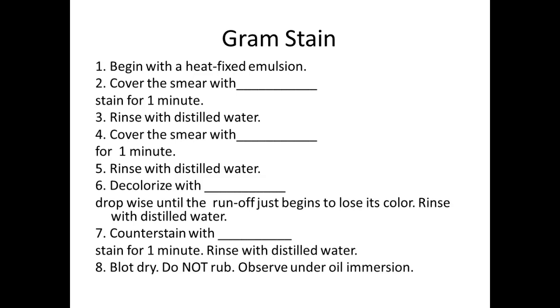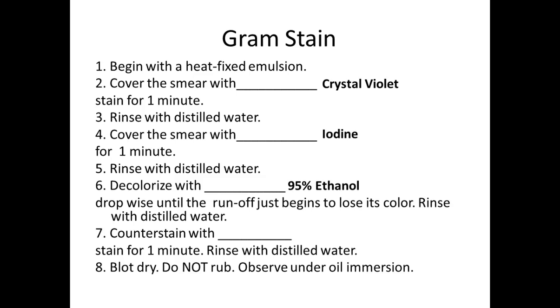Okay, so once you have that heat-fixed emulsion, for the gram stain, what's the first dye? Crystal violet. All the cells get stained purple, right? Then we rinse with deionized water. What's the next step? Iodine. This binds to the crystal violet and makes it a bigger molecule, right? Then rinse after a minute. Then we decolorize with what? Alcohol. Ethanol, which is an alcohol. Either is acceptable. You actually use 95% ethanol, dropwise until it just starts to lose its color.